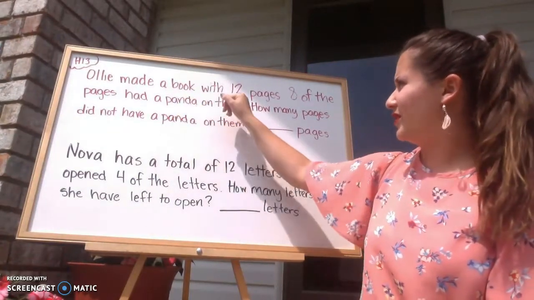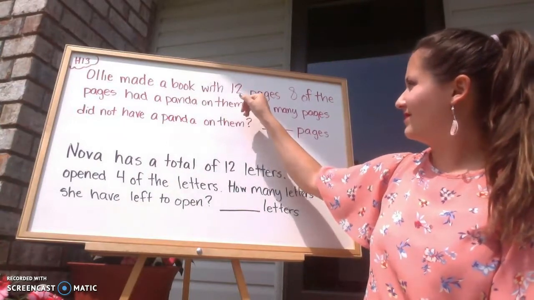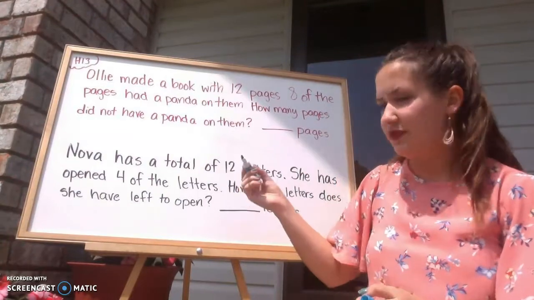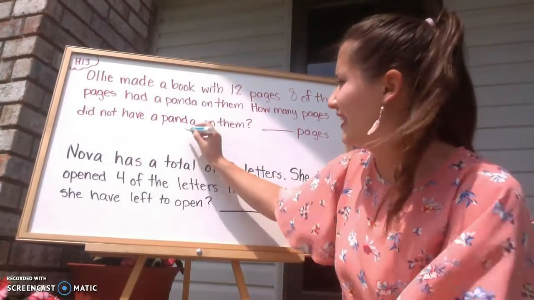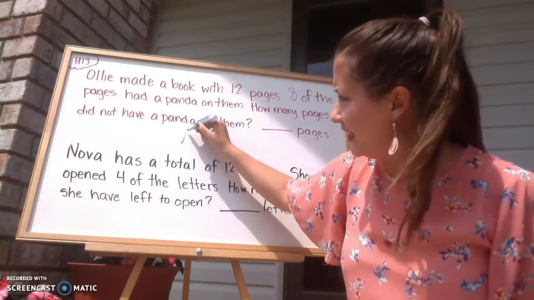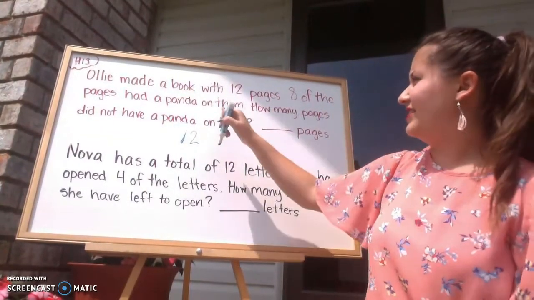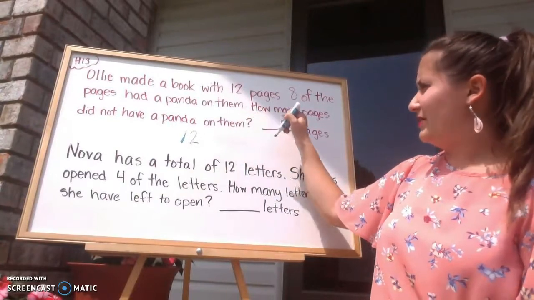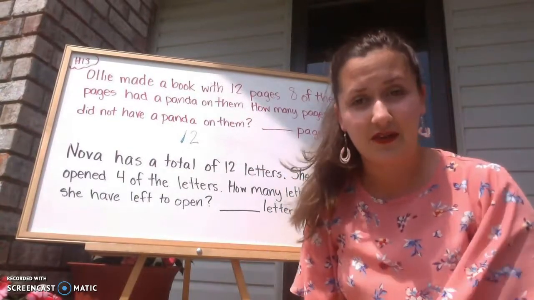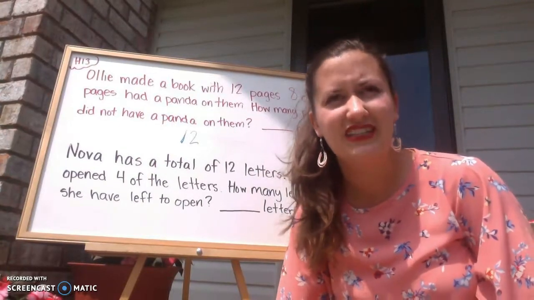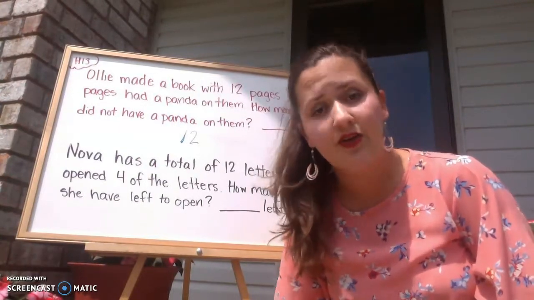Ollie made a book with 12 pages. So how many pages did the book have in total? 12. So if you've got your piece of scrap paper, go ahead with that. And your first number you're going to write is 12. 1, 2. 8 of the pages have a panda on them. How many pages did not have a panda? So if 8 did, and we're trying to get to how many did not, do you think we should add or subtract?